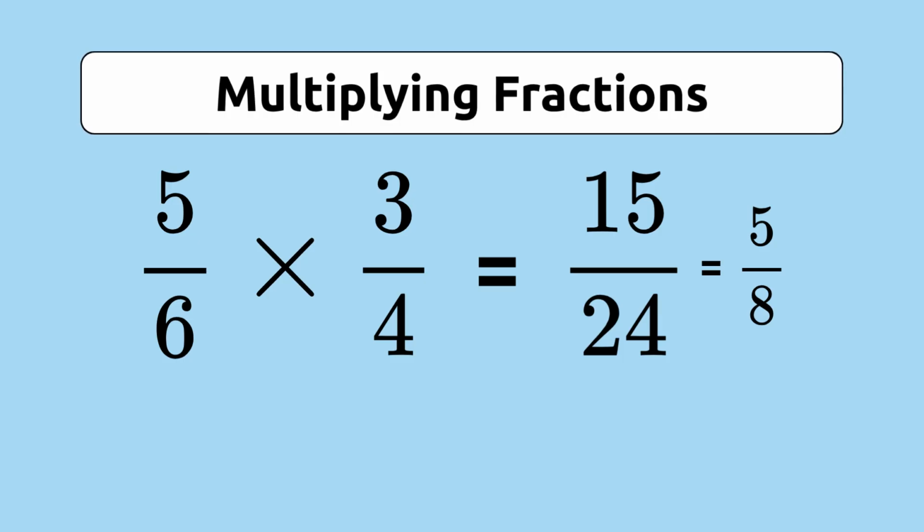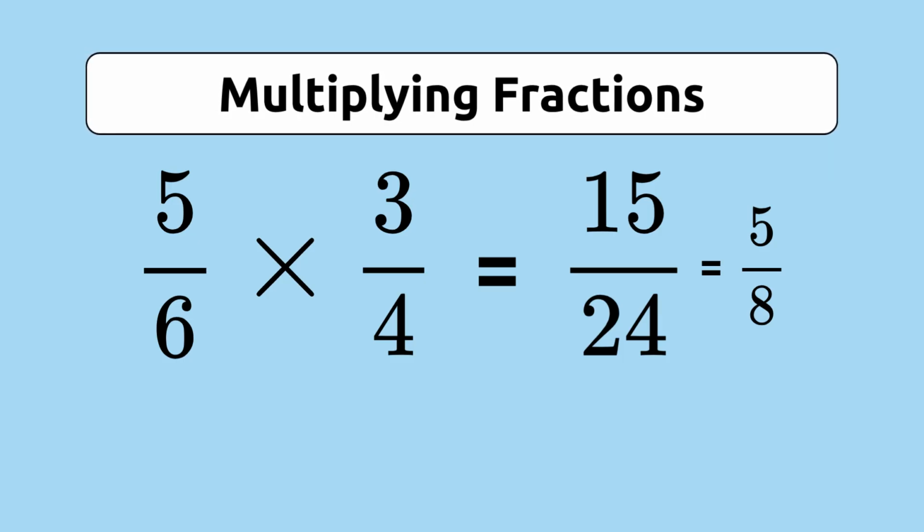To multiply, multiply numerators together and denominators together. It's like taking a part of another part. 5 times 3 is 15, then 6 times 4 is 24. We get an answer of 15/24. Since they have a common factor of 3, we divide 3 to both numerator and denominator. We get an answer of 5/8.